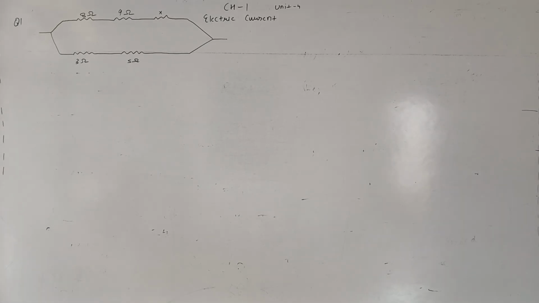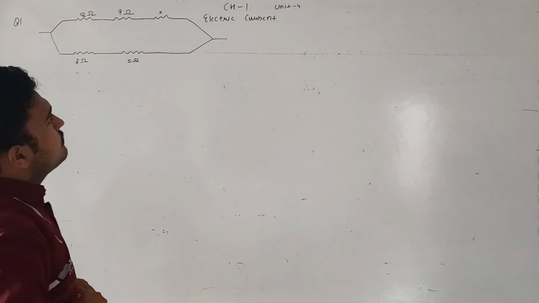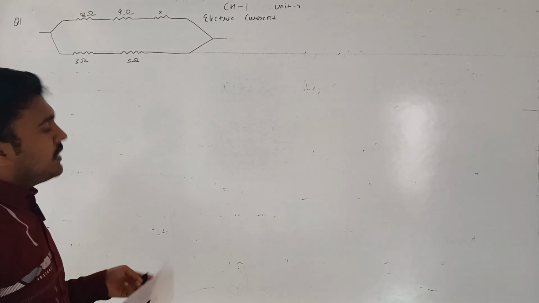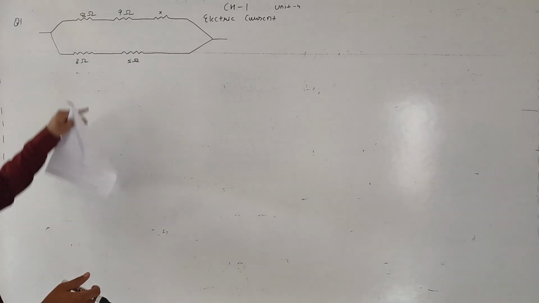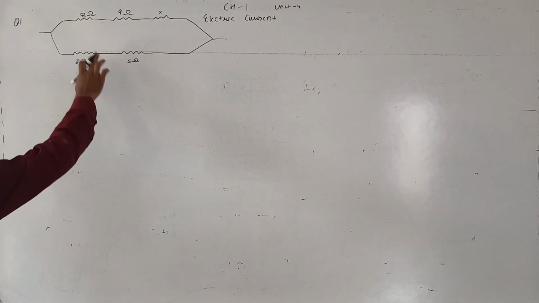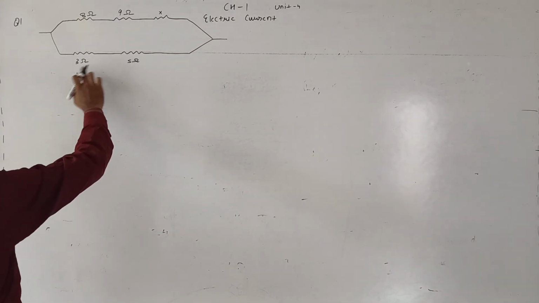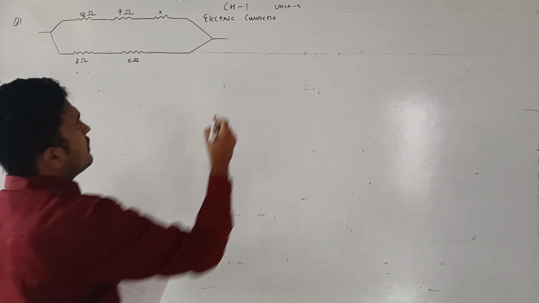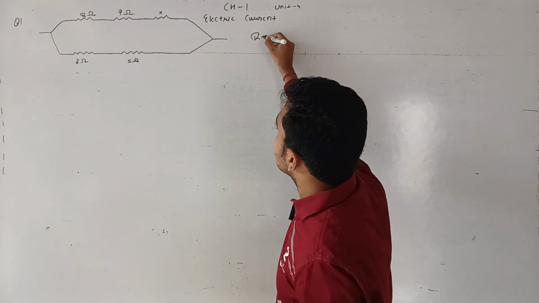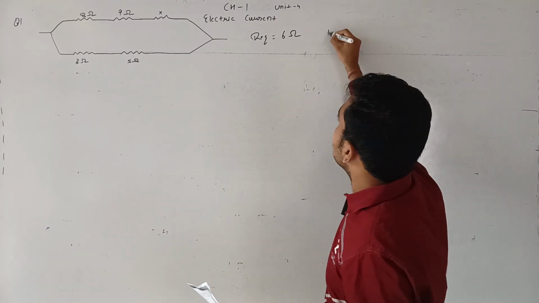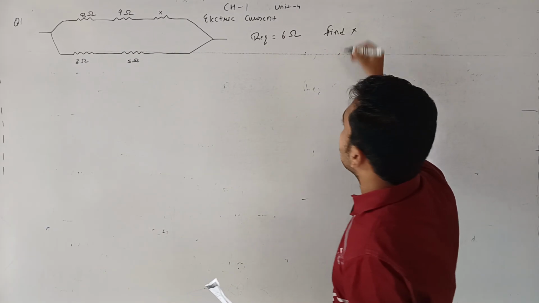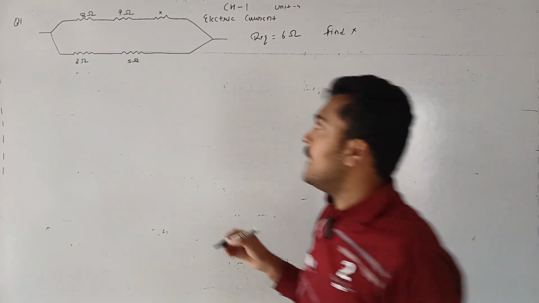So we are going to start with our first numerical, chapter 1, unit 4, electric current. The equivalent resistance of the circuit is given as 6 ohm. There are 8, 9 and X resistances, and 3 and 5 ohm resistances. We have to find the value of X.